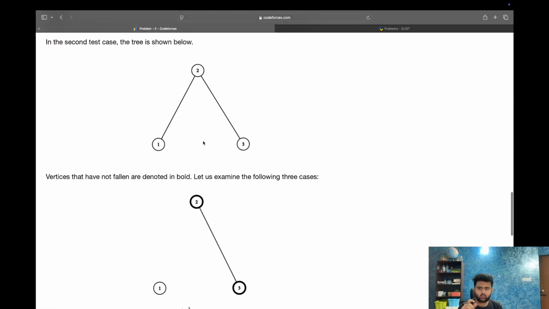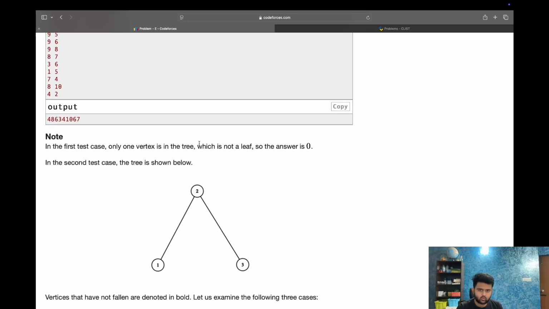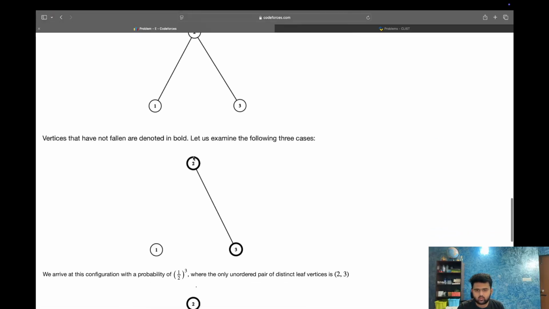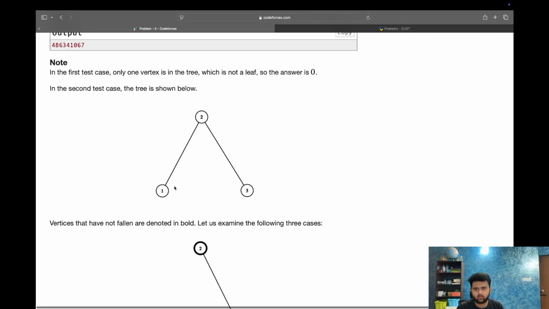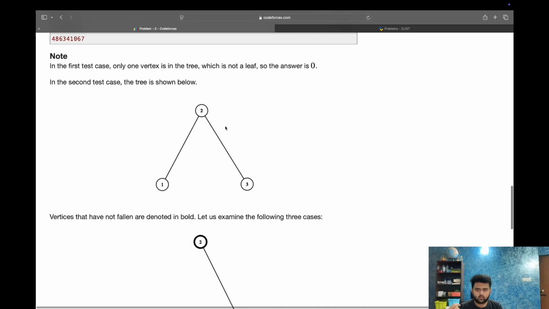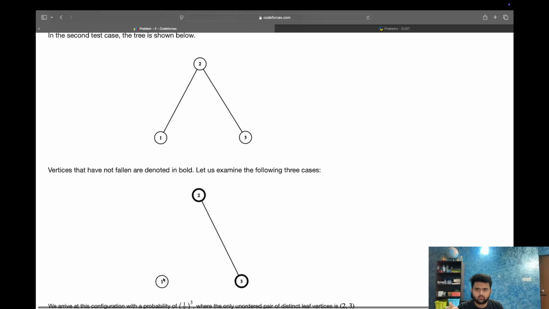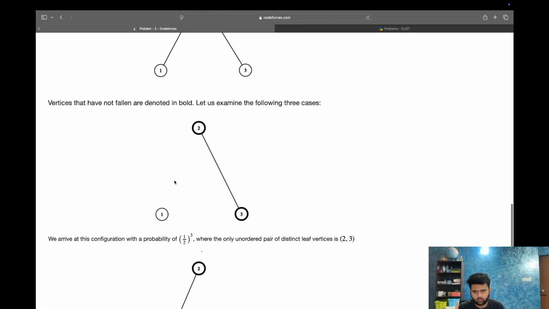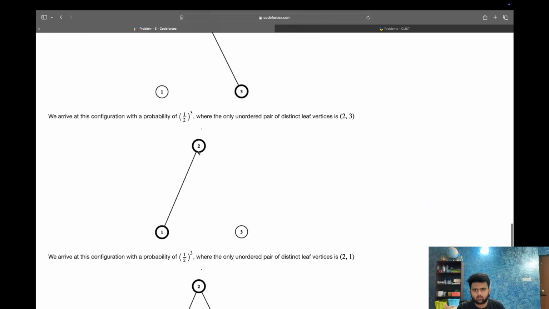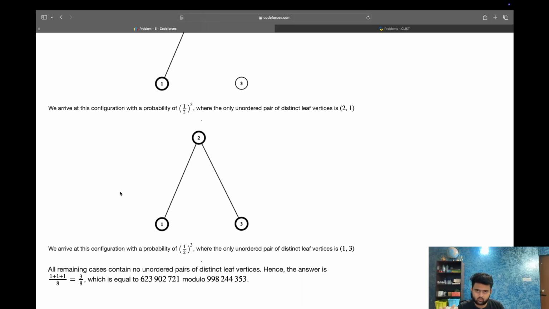So the samples are pretty nice, but I initially had a doubt whether only one vertex can fall or any number of vertices can fall, which I later asked and was clarified. So in this sample case, you have a line graph of length 3, and the different cases are: 1 falls off, and so 2 and 3 are leaves, so there are 2 leaves, so 1 unordered pair. 3 falls off, so there are 2 leaves, that's 1 unordered pair. And if none of them fall off, there's still 1 unordered pair of leaves.